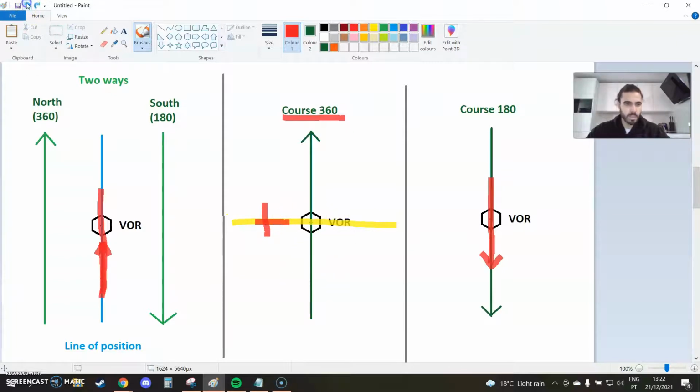So, long story short, this line of position here has course 360, course 180. This line of position here has course 270, course 090. All right, and that's basically it. So I think we have understood about courses. If you don't understand, don't worry. I'm going to do a really simple explanation in the end for the ones who don't understand this terminology.